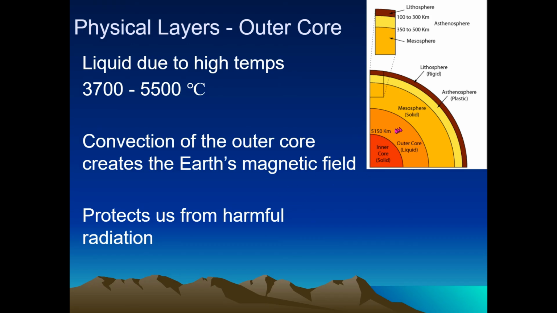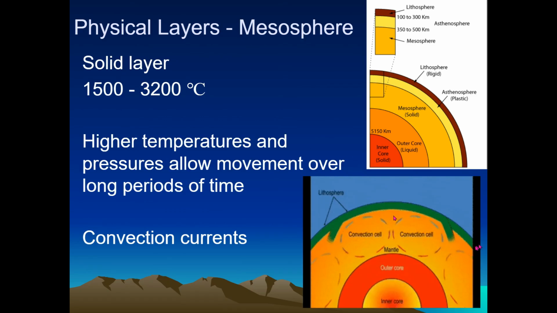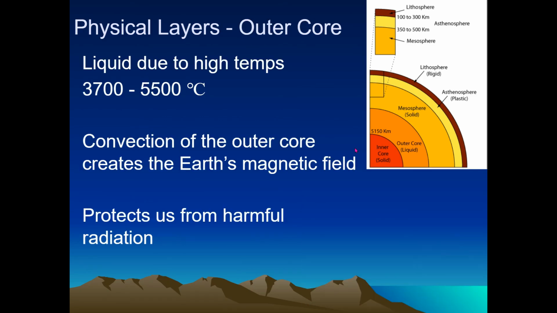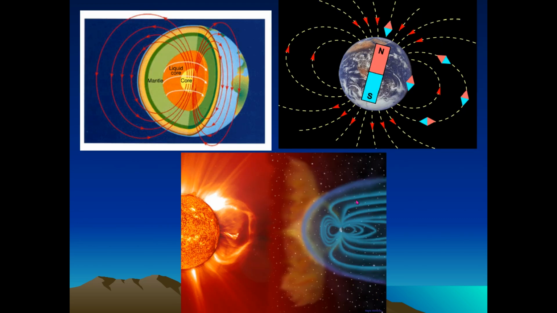This is really important because the outer core is liquid. We get convection currents in the outer core as well, just like we did here in the mantle. And the convection currents in the outer core create the Earth's magnetic field. That is super important because that magnetic field that's created by the liquid outer core protects us from these solar winds. All right.